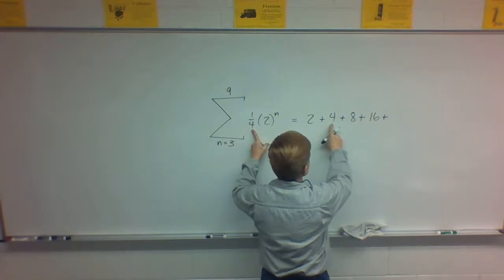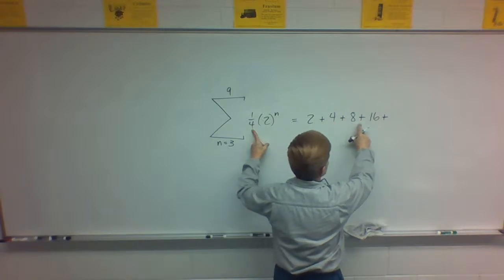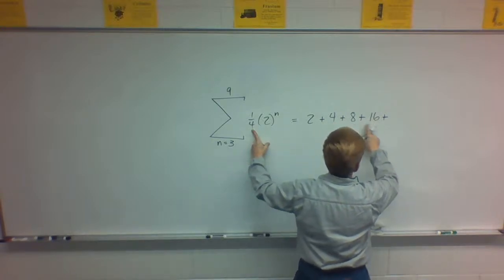Can you see a pattern here? Yeah. It looks like it's the number times 2. It's the number you've got plus the next, plus the previous one.